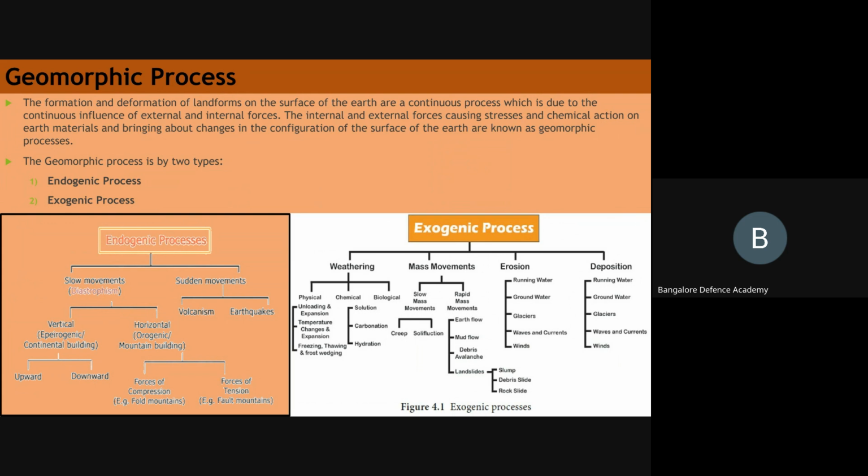These are the agents which will erode it. And once it is eroded, it will have to deposit somewhere. It's not like it eroded and that's it. What eroded, the sand and rock, will have to be deposited somewhere. That is called depositional. What are the different agents? Running water, groundwater, glaciers, waves and currents, and winds.